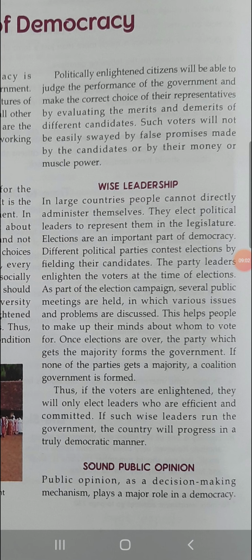Then the party, whichever party gets the majority of votes, will form the government. If no party gets the majority, then there will be a coalition government. Coalition government means when two or more parties join together and form a government. That is called coalition government. Now in India we have a coalition government, the NDA. BJP is the leader of the NDA government, and there are so many other parties in that NDA. So if majority is not there, then they will have a coalition government. So, wise leadership.